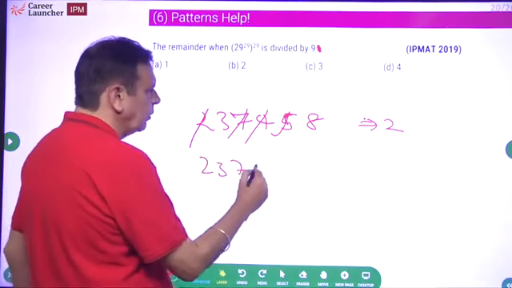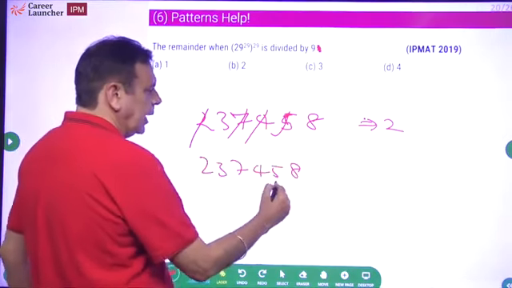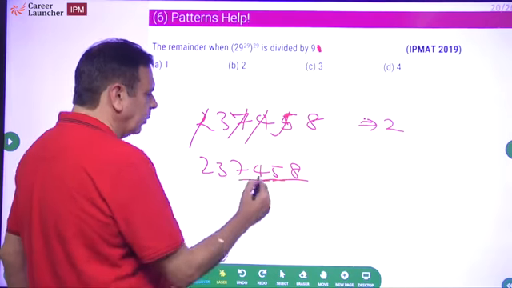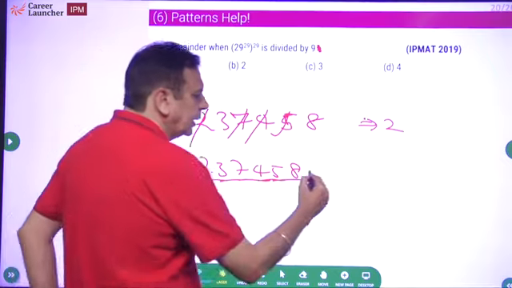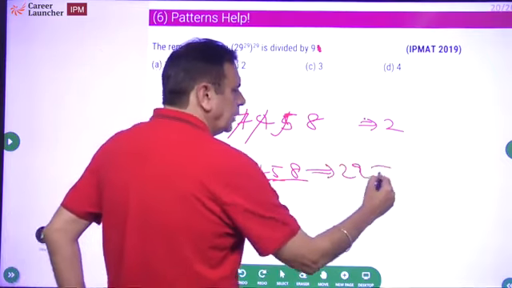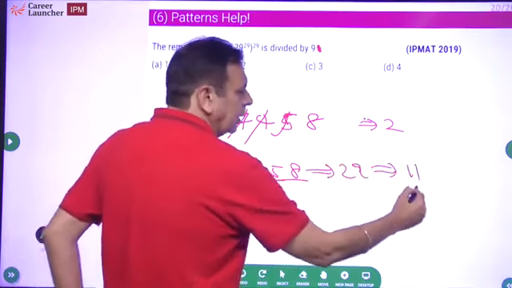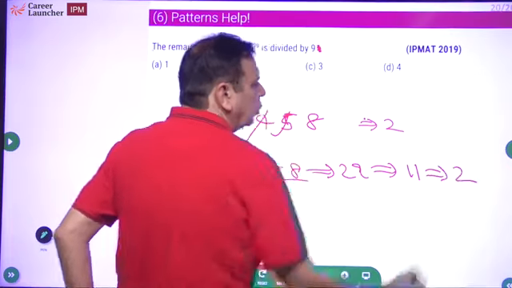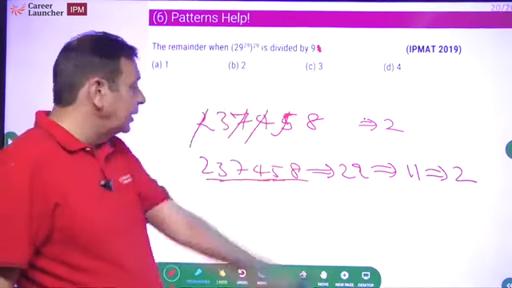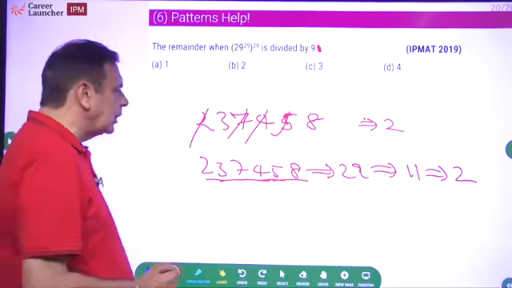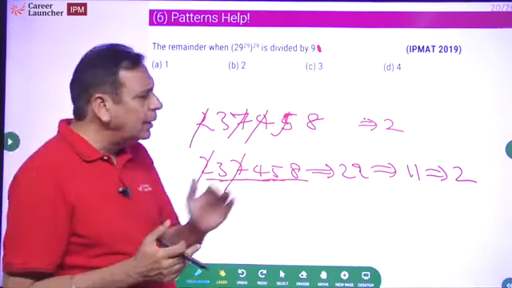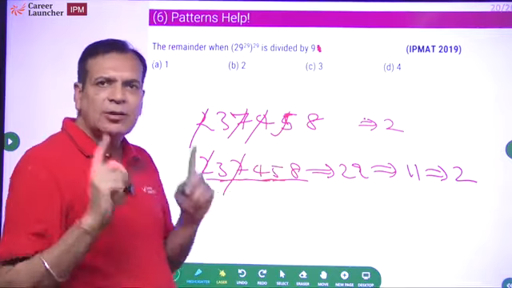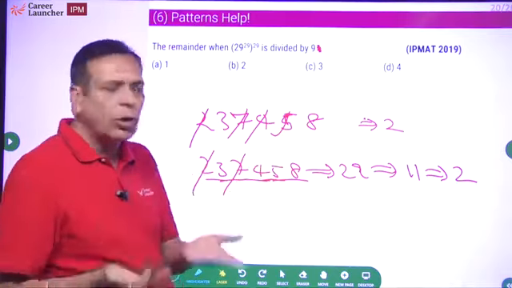After all, we have 2, 3, 7, 4, 5, 8. 8, 5, 13, 4, 17, 17, 7, 24, 24, 3, 27, and 2, 29. The digit sum is 29. 29 means 2 plus 9, 11. 11 means 1 plus 1, 2. The digit sum is always a single digit. So the way to reduce your calculation is to remove all 9s. If two numbers add up to 9, they will not change your digit sum. Digit sum does not change if you add or subtract 9.